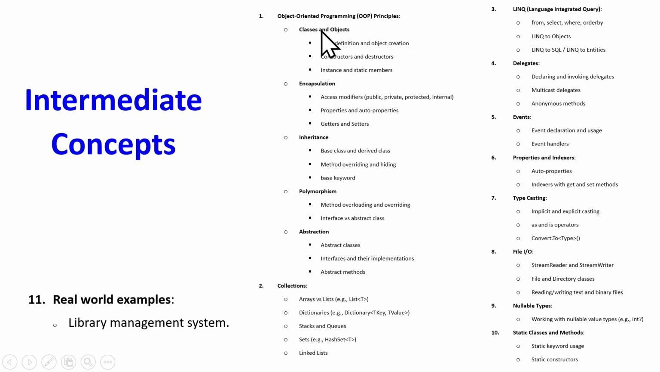Here we also have a couple of other concepts like object oriented programming (OOPs concepts), collections, LINQ queries, delegates, events, properties and indexers, type casting, file input output, nullable types, statics, static classes, and methods. Once I complete these intermediate concepts, we will build another real world example using a library management system and include all these concepts, so that again you can understand easily.